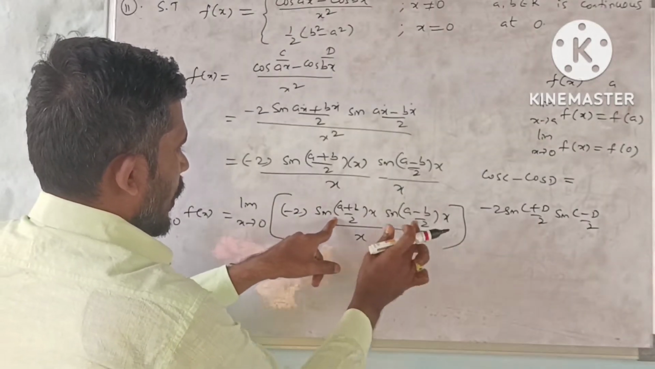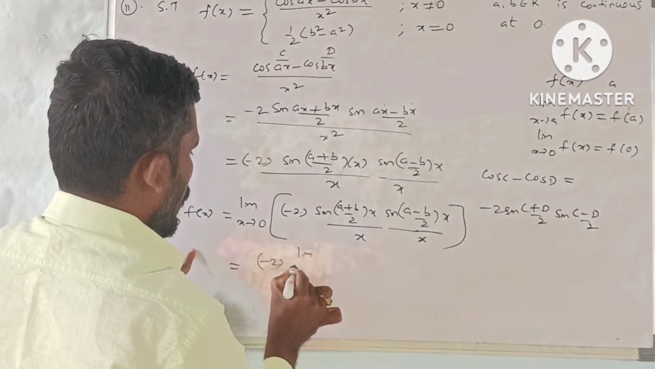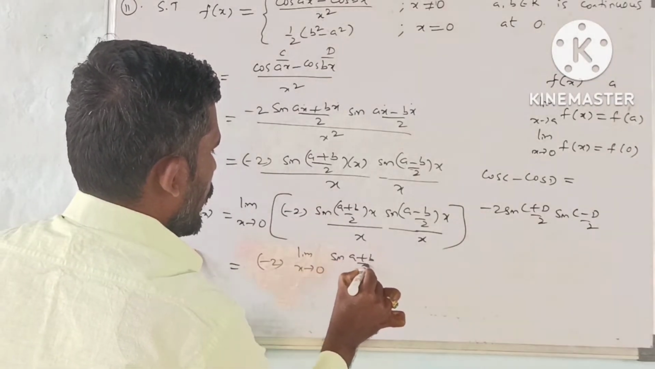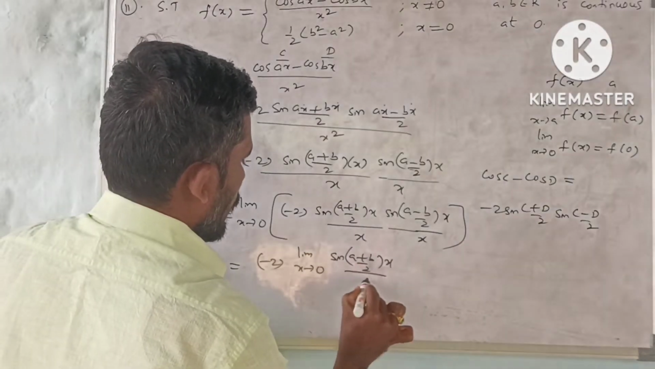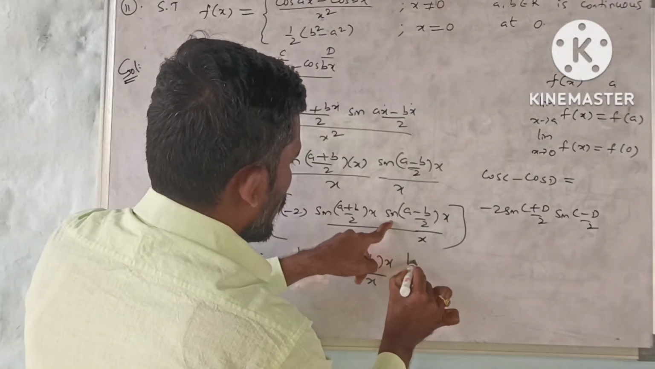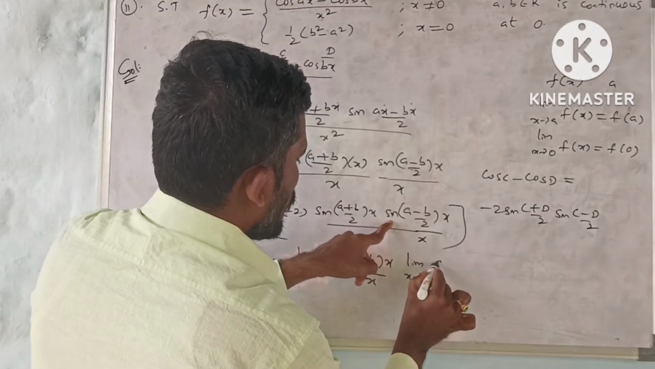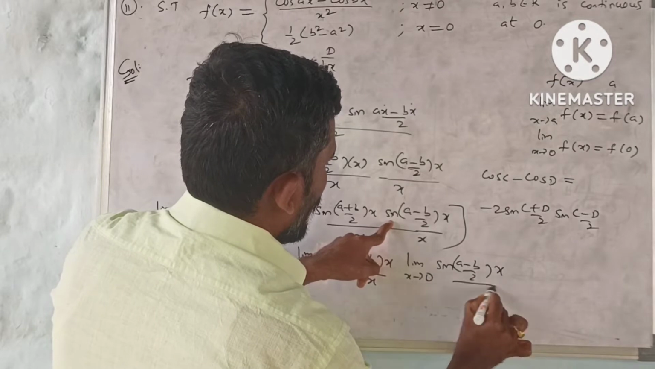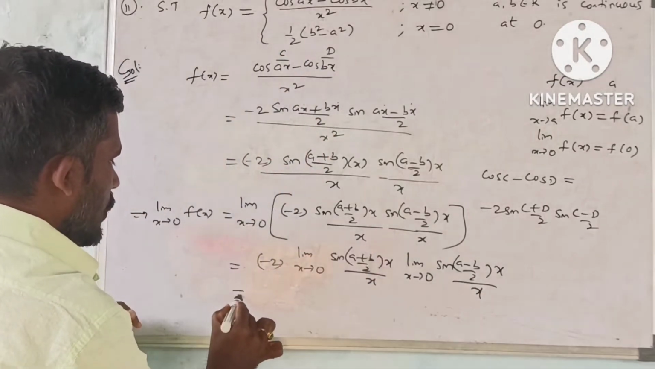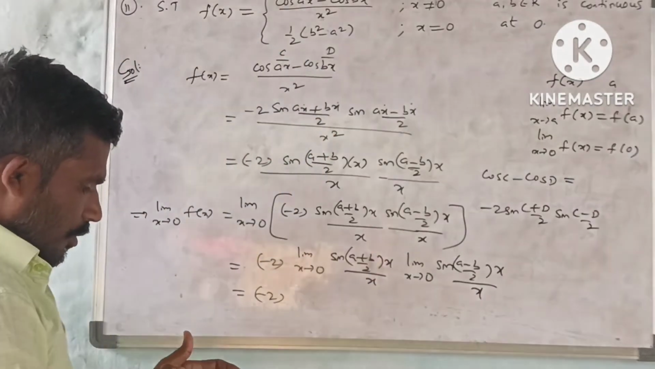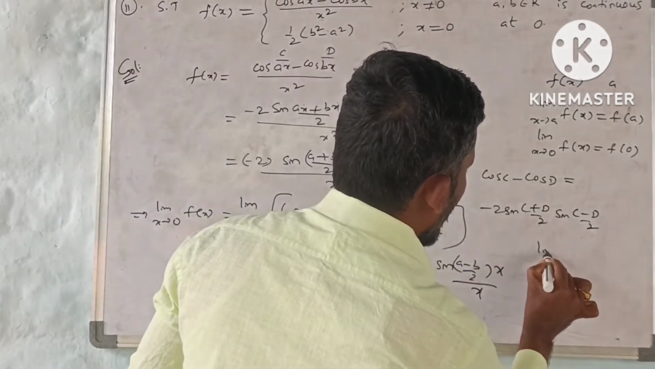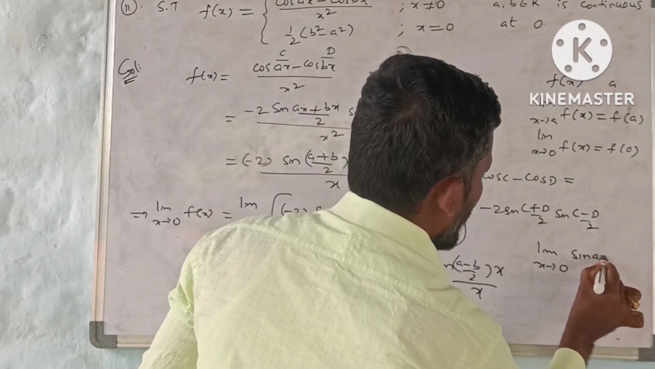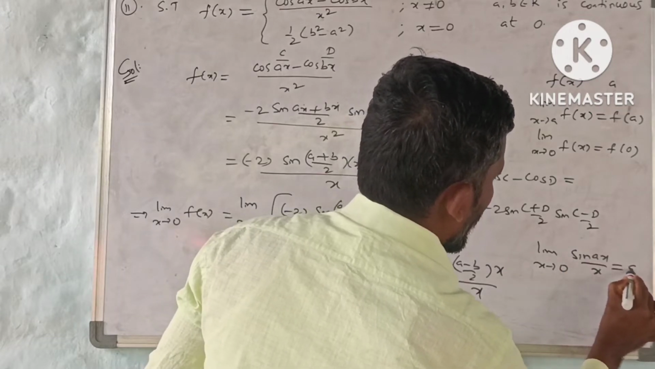The remaining is limit for this one and limit for this one. So then here, limit x tends to 0 sin of (a plus b)/2 of x by x, and for this also we'll get limit x tends to 0 sin of (a minus b)/2 of x by x, and this is nothing but here minus 2 here, and we have the formula. What is the formula? Limit x tends to 0 sin ax by x equal to a.